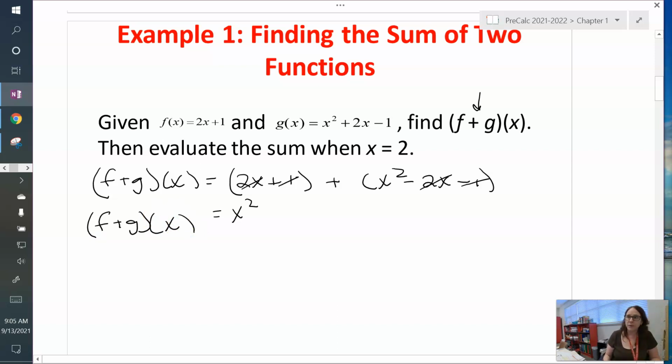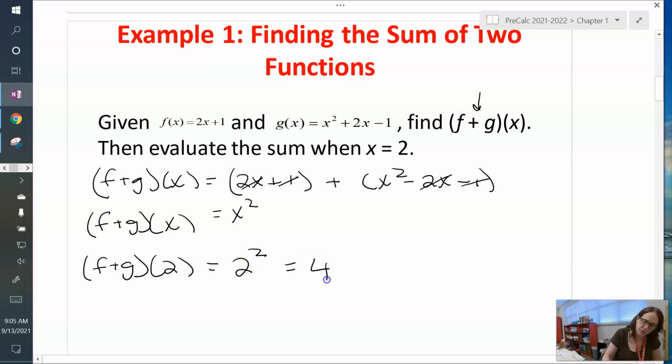Now I'm going to evaluate this where the sum equals 2. So f plus g of 2 equals 2 squared, which equals 4. We're done.